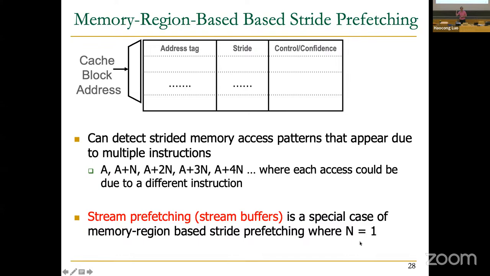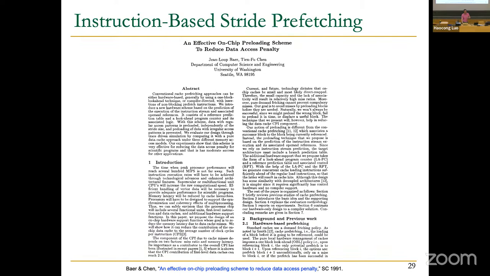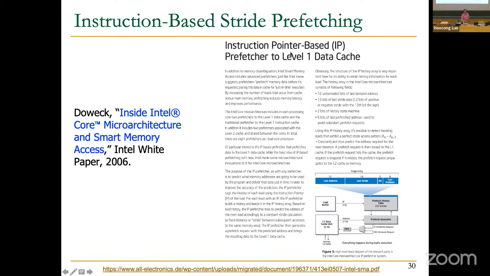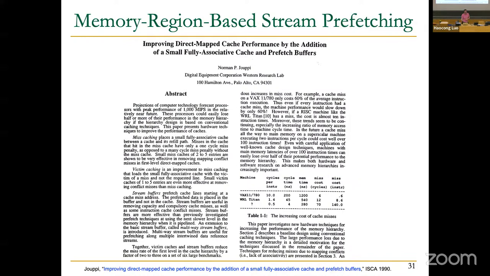Okay, so stride prefetching was introduced by this paper, this instruction-based stride prefetching. And it's also employed in existing systems. For example, Intel processors at the time, I believe they still do, prefetch data into the L1 data cache based on instruction pointer-based prefetching. Very similar to what I just described, essentially. But existing processors also include memory region-based prefetching mechanisms. And this was the paper that introduced it.